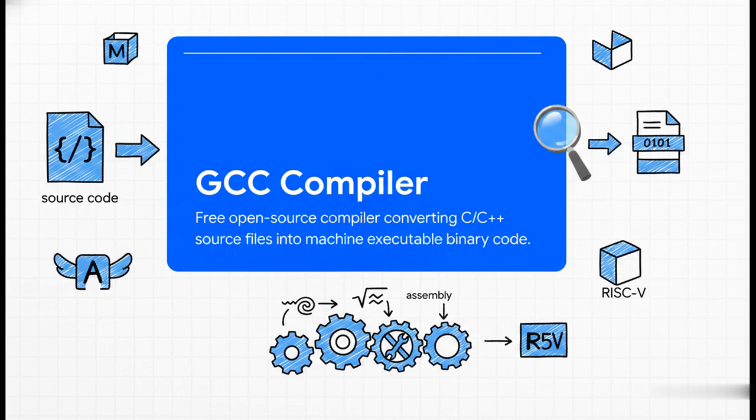First up is our translator, GCC, or the GNU Compiler Collection. It's a completely free, open-source compiler that takes your C or C++ files and transforms them into executable binary. It is basically the underlying engine driving most modern embedded software, flawlessly handling architectures like ARM Cortex-M, AVR, and RISC-V.